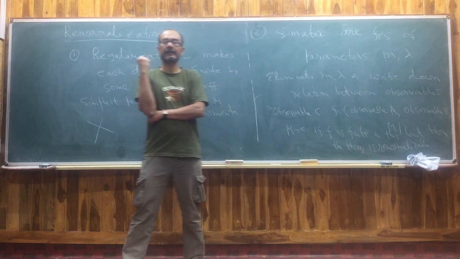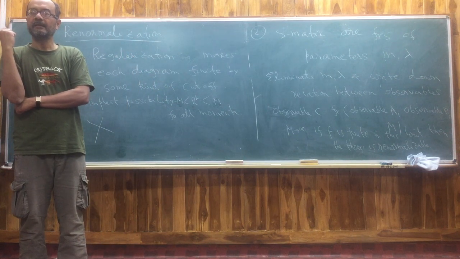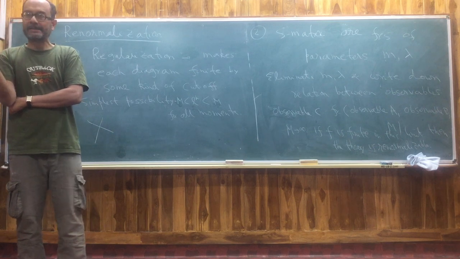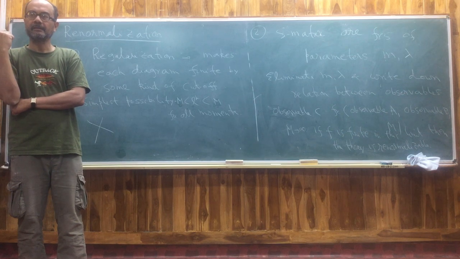Your initial argument did not have this mass scale capital M. Yes, so any physical observable that we find should not be dependent on this, if the theory is sensible. Yes. So I'm saying in that case, this observable C should be precisely independent of capital M if you have eliminated those other parameters.